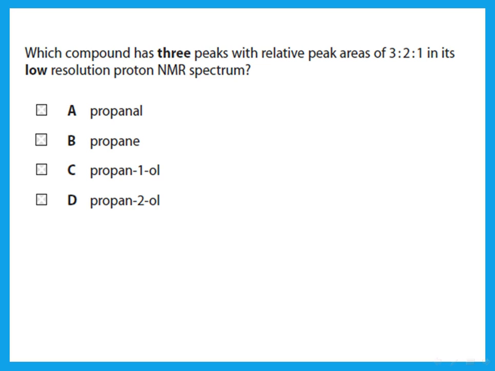Which compound has 3 peaks with relative peak areas of 3 to 2 to 1? Remember that we said the area of the peak indicates how many hydrogens account for it in its low resolution NMR. Well, let's take a look. Propanal will give how many peaks? It will give 1 for the CH3, 1 for the CH2, 1 for the C double bond OH, and these are 3 to 2 to 1. So this is actually my answer.